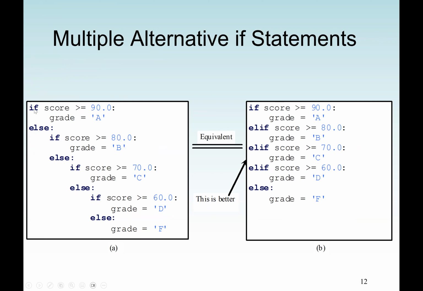So now here we have 1, 2, 3, 4, 5 different conditions. So we say again, if score is greater than or equal to 90, then we are going to assign A to grade. Else, if score greater than or equal to 80, then we are going to assign B to grade. Else, if score is greater than or equal to 70, then it's C. Else, if score greater than or equal to 60, then the grade is D. Else, the grade is F, otherwise.